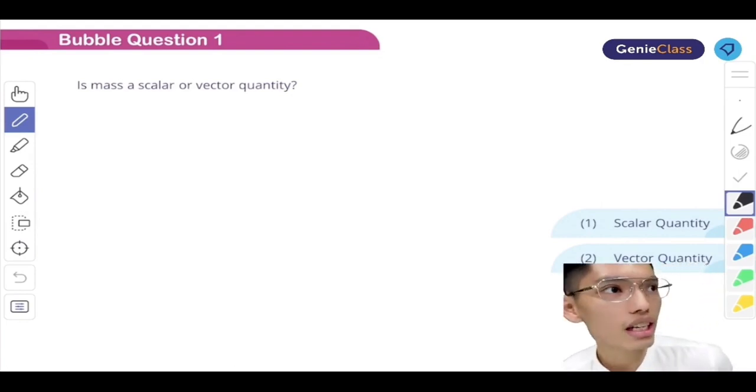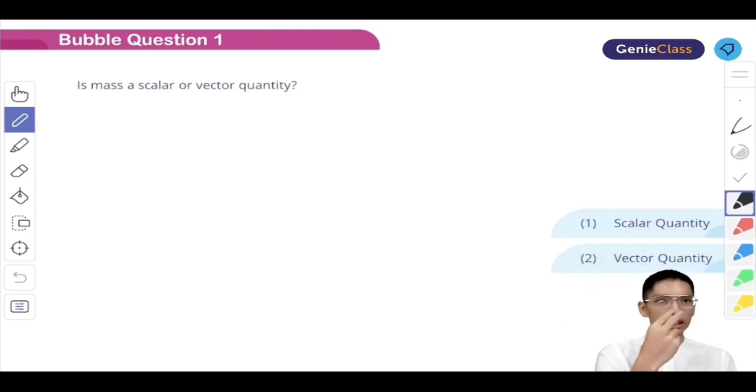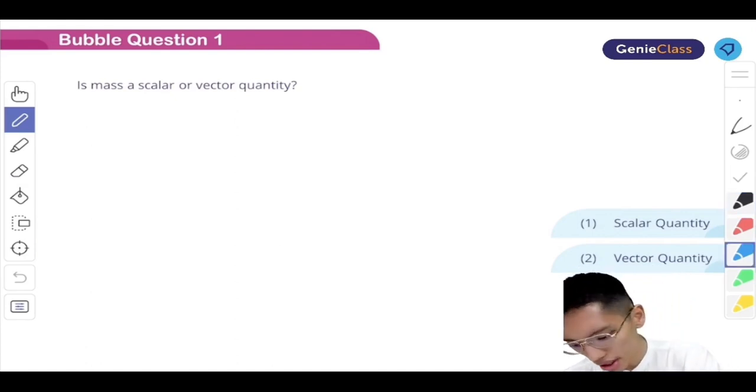Is it a scalar or a vector quantity? Take note, there are only two options. Don't click 3 and 4. If you click 3 and 4, it'll be wrong, because there's no such option. Alright, I'll just wait a while more. That's good. Okay, most of you got it. I'll just wait for the counter while I explain. In fact, all of you got it.